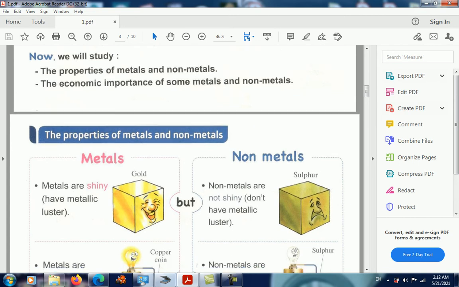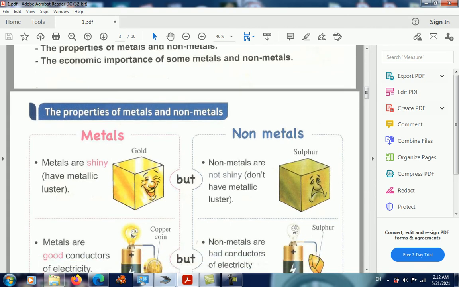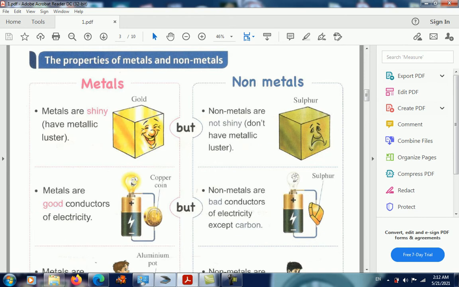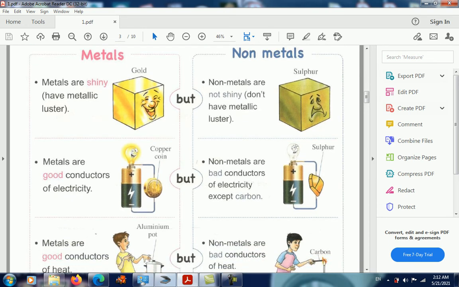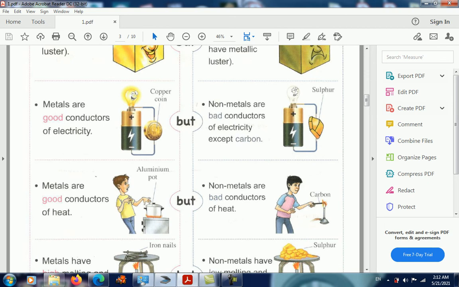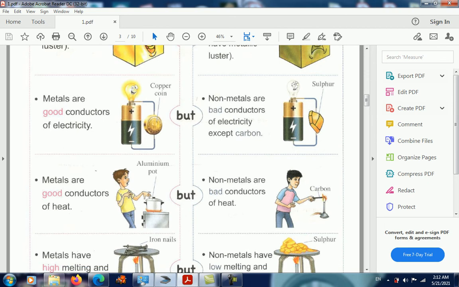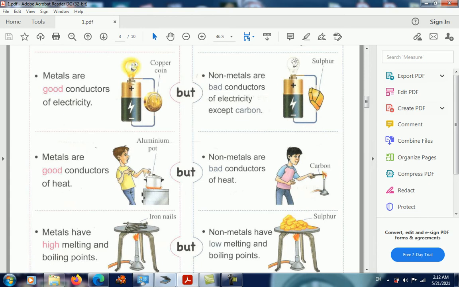Now we will study the properties of metals and non-metals, and the economic importance of some metals and non-metals. The properties of metals and non-metals. Metals are shiny, have metallic luster, but non-metals are not shiny, don't have metallic luster. The examples for that are gold and sulfur. Metals are good conductors of electricity, such as a copper coin, but non-metals are bad conductors of electricity except carbon. The bad conductor in our case is sulfur.